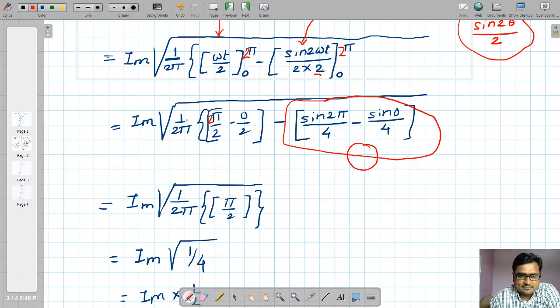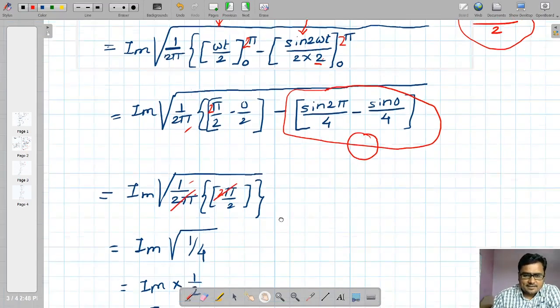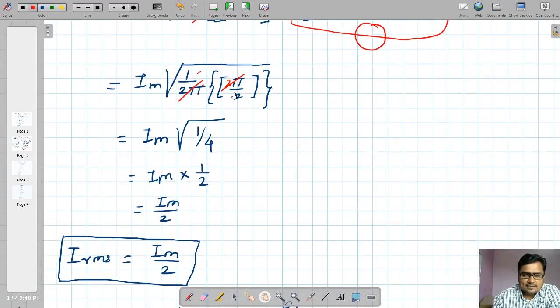So what I have is 1 divided by 2 pi, times 2 pi divided by 2. Look at this, 1 divided by 2 pi, and here it is 2 pi divided by 2. In the next step, this 2 pi will cancel this 2 pi, and finally I will have only 1 divided by 2. Now simplify this, it will be Im multiplied by 1 divided by root 2. So it is Im divided by root 2.